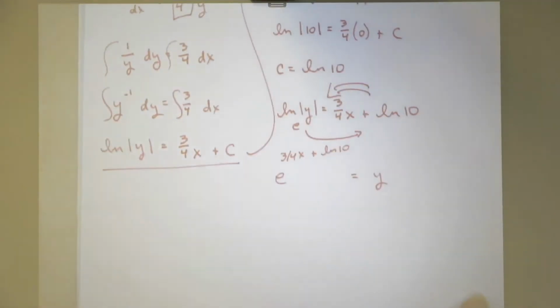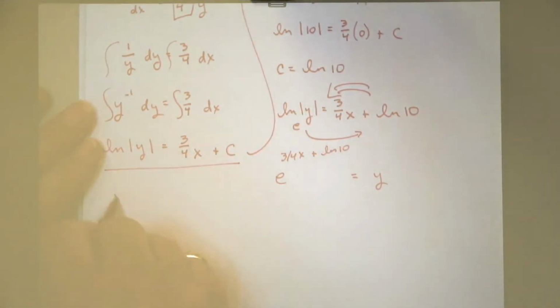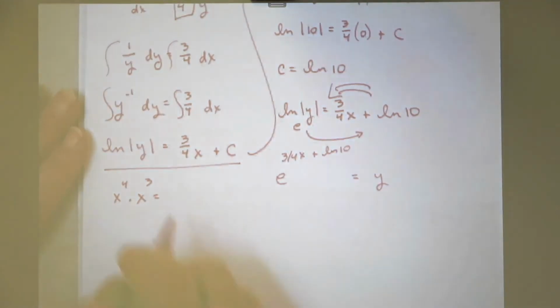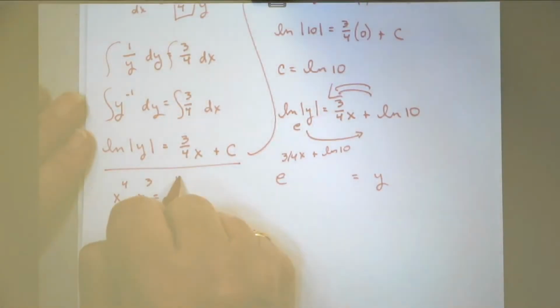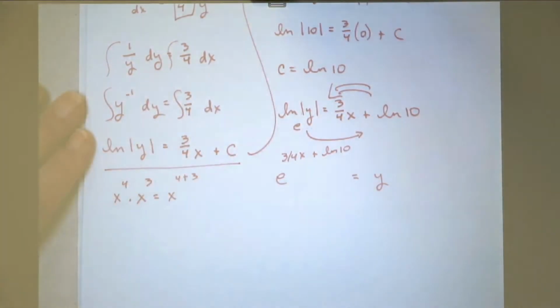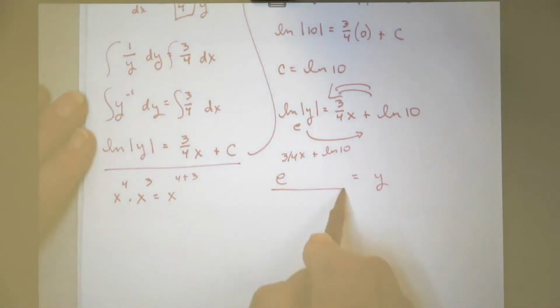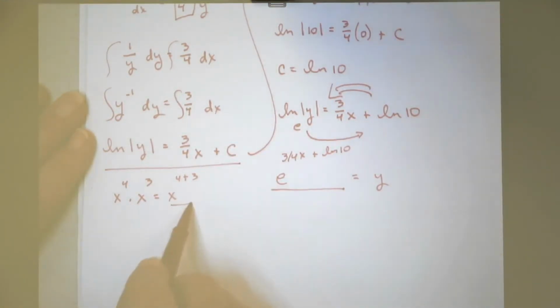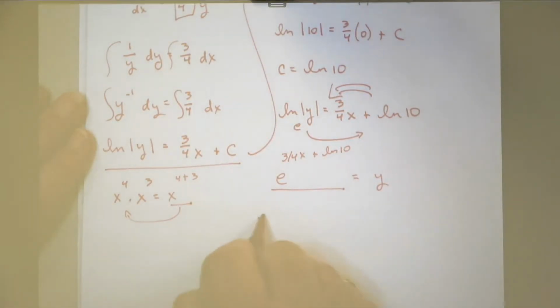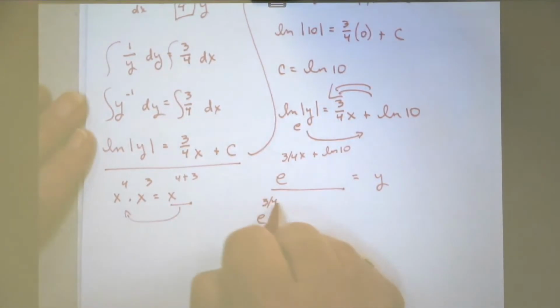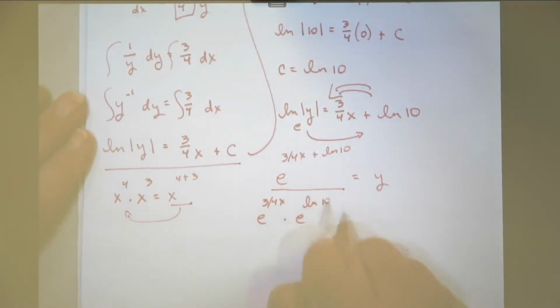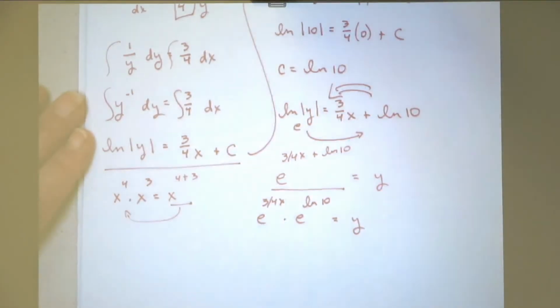Remember, if we work backwards, if I have x to the 4th times x to the 3rd, we have x to the 7th. And what did we do? We did x to the 4 plus 3. So you have your e equation here written in this format, and we're going to back it up and separate it. So I've got e to the 3/4 x times e to the ln 10 is y.